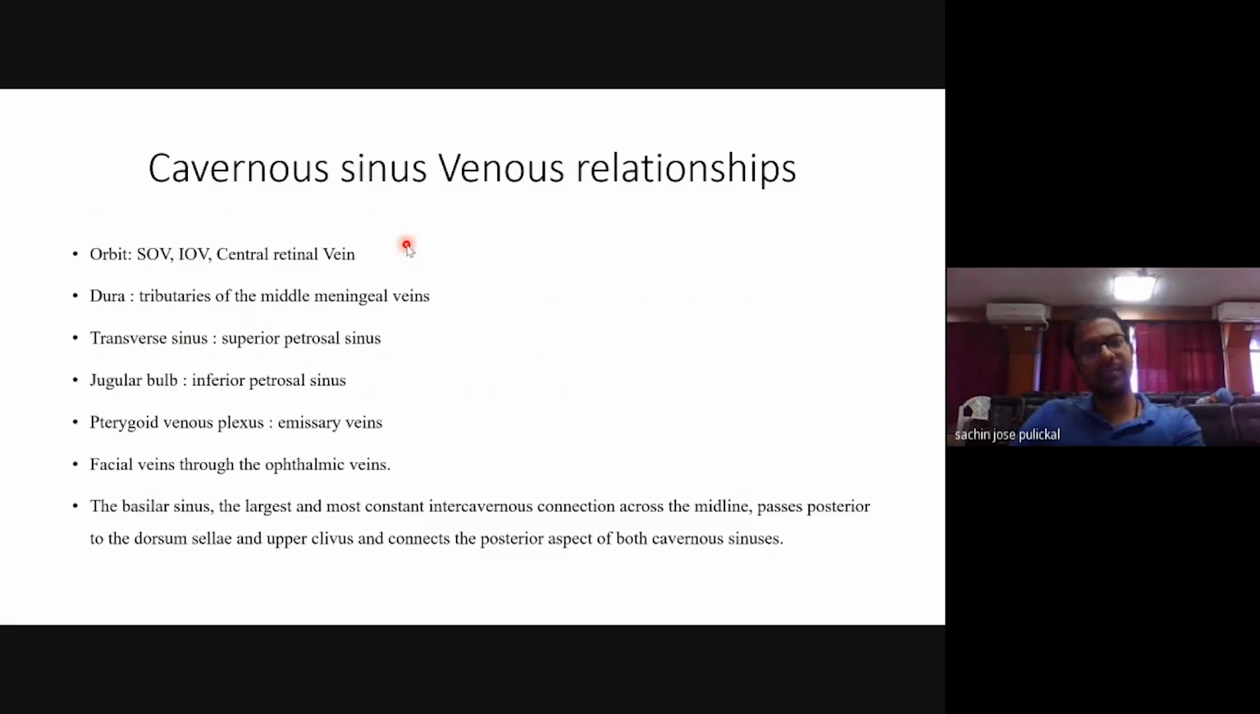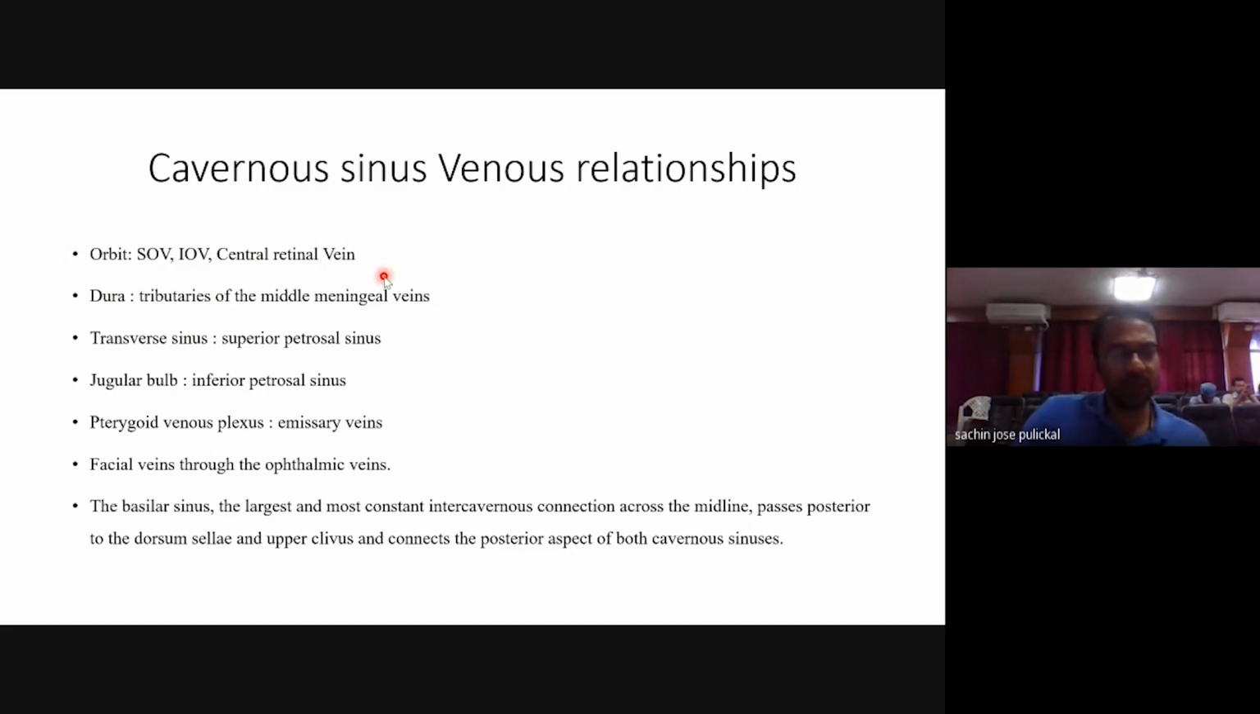Coming to the cavernous sinus venous relationships. As you know, the cavernous sinus is connected to many supra- and infratentorial veins. It is connected to the orbit through the superior ophthalmic vein, the inferior ophthalmic vein, and the central retinal vein. It is connected to the dura through tributaries of the middle meningeal veins. It is connected to the transverse sinus through the superior petrosal sinus, and to the jugular bulb through the inferior petrosal sinus. It is connected through various emissary veins into the pterygoid venous plexus, and to the facial veins through the ophthalmic vein, which courses through the orbit.